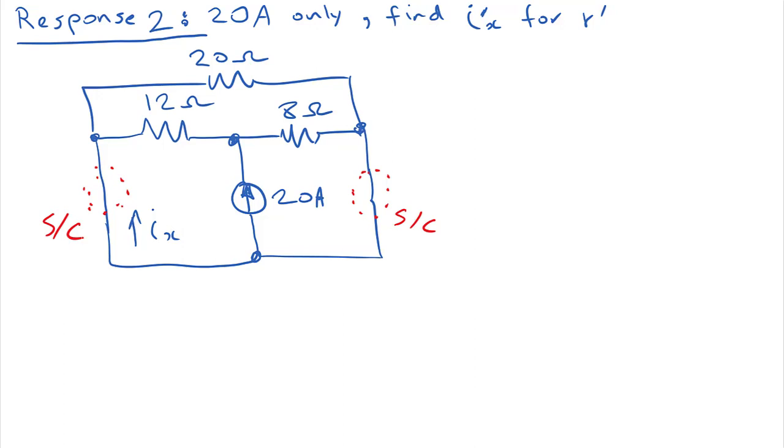Okay, so now we have to calculate Ix, and this is going to be the second response, so we are calling this Ix prime. Okay, that's the second response, so let's just label it properly.